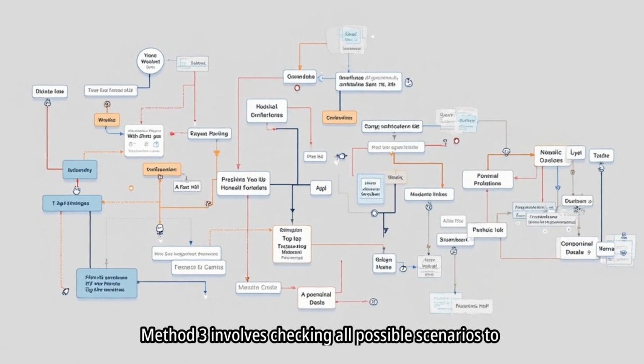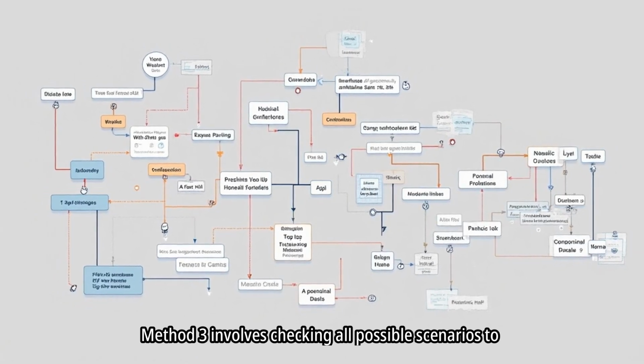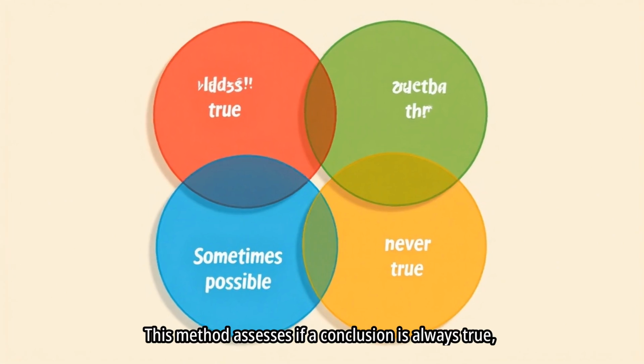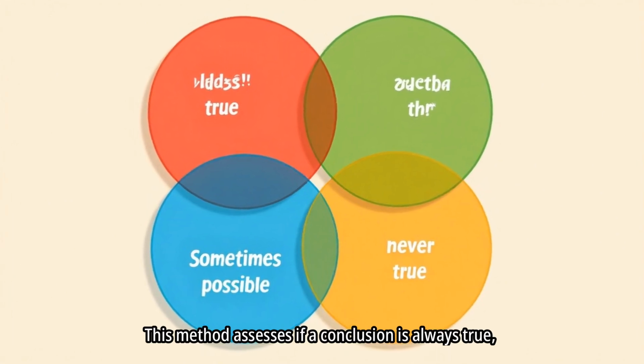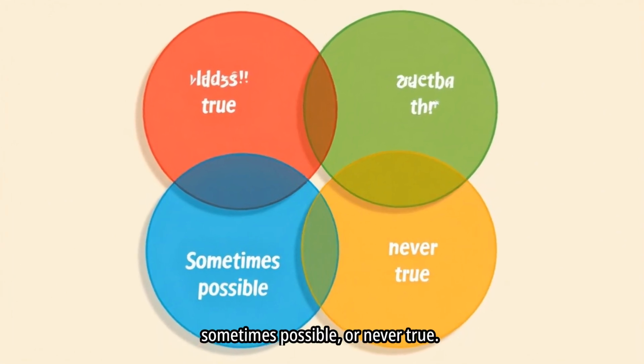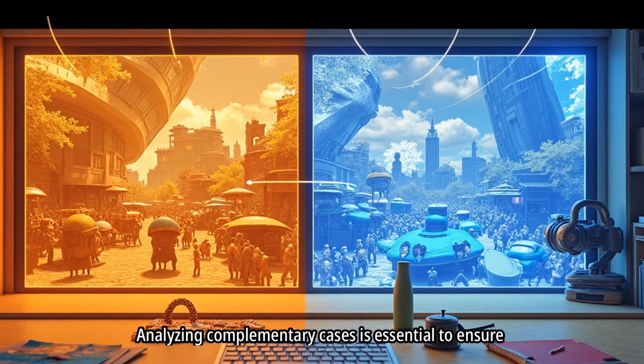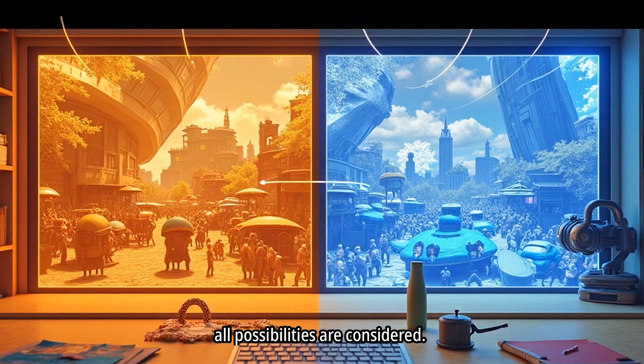Method 3 involves checking all possible scenarios to determine the validity of a conclusion. This method assesses if a conclusion is always true, sometimes possible, or never true. Analyzing complementary cases is essential to ensure all possibilities are considered.